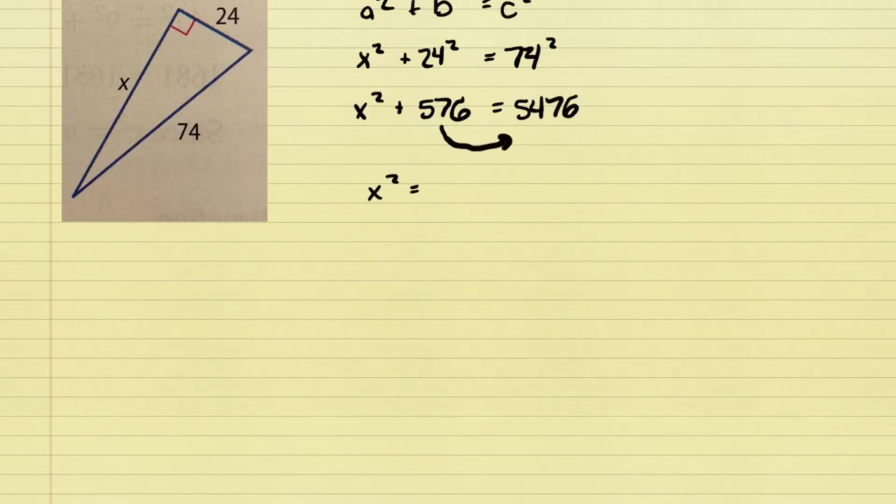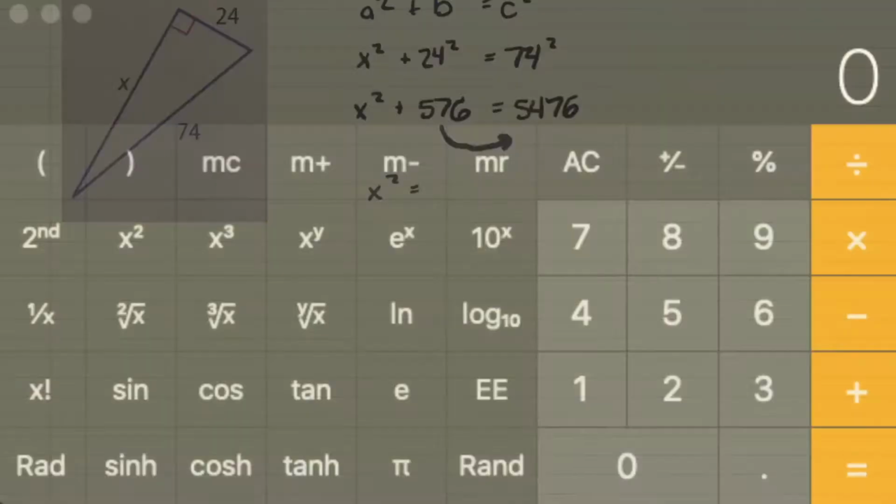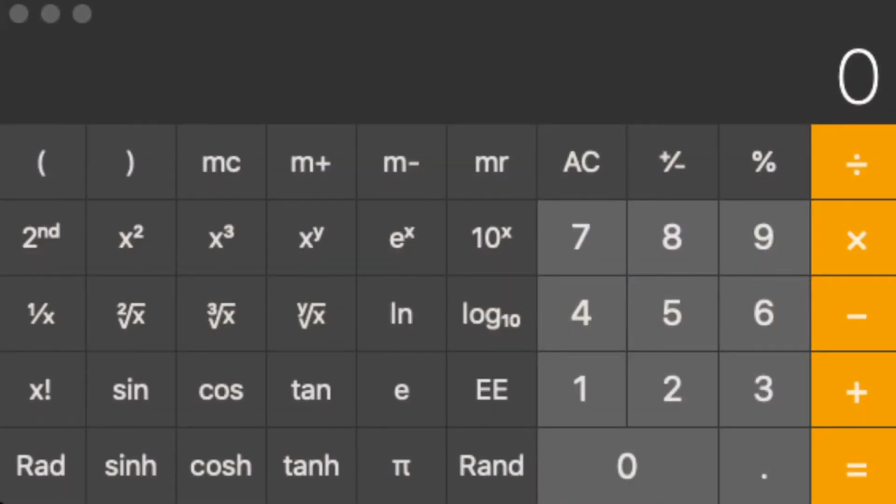So let me transition to the calculator here just so you can see this. All right, so I'm going to take the 5,476 and I'm going to subtract the 576. All right, so we're getting 4,900. Now, from that, what we're going to do is take the square root. On most calculators, the square root key looks like this. I know mine has the little index numbers, little numbers off to the side. Square root has a little 2. Sometimes they pre-print it there, so that's a little index number. And that's what I'm going to hit here. And it tells me my answer is 70.